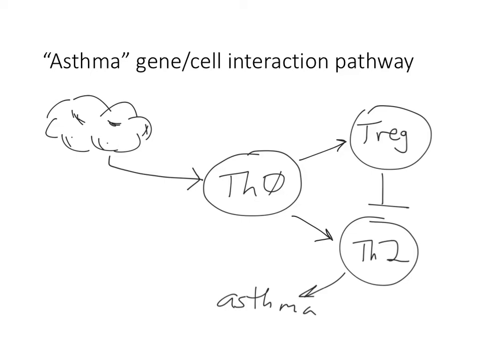Th0 cells stimulate regulatory and Th2 cells. And the gene that we talked about last time, FOXP3, is important in that production process along that arrow between the Th0 cells and the Tregs. So when you have FOXP3 gene expression, that helps Th0 cells produce more regulatory T cells. So you have high FOXP3, you make lots of T regulatory cells, and those lower the number of Th2 cells, so you get lower symptoms or no symptoms of asthma.